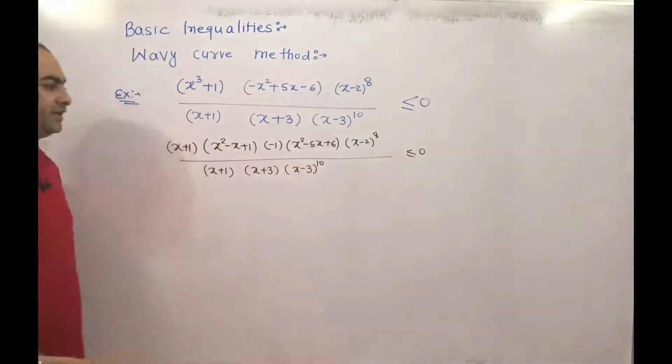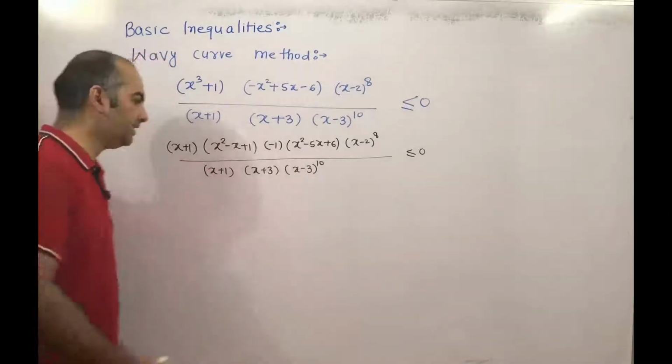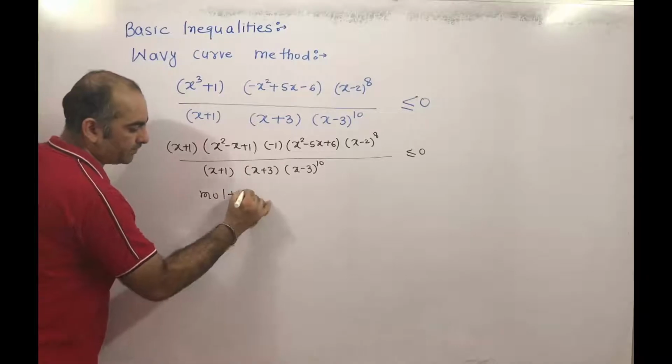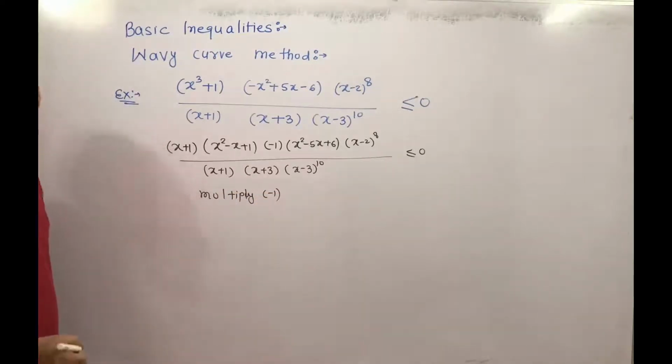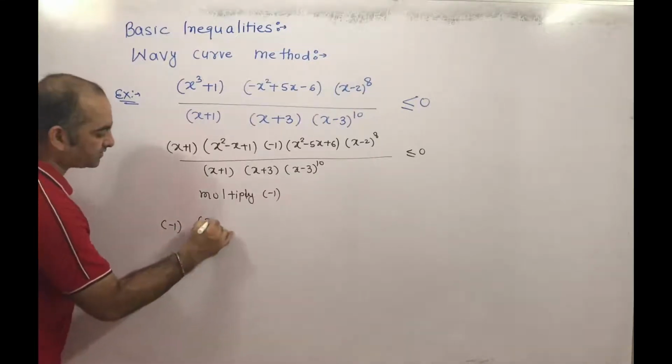Now what you will do here, this is minus 1, so here we will multiply by minus 1. If you are multiplying by minus 1, what will come here? Minus 1 into this one is as it is, x + 1.